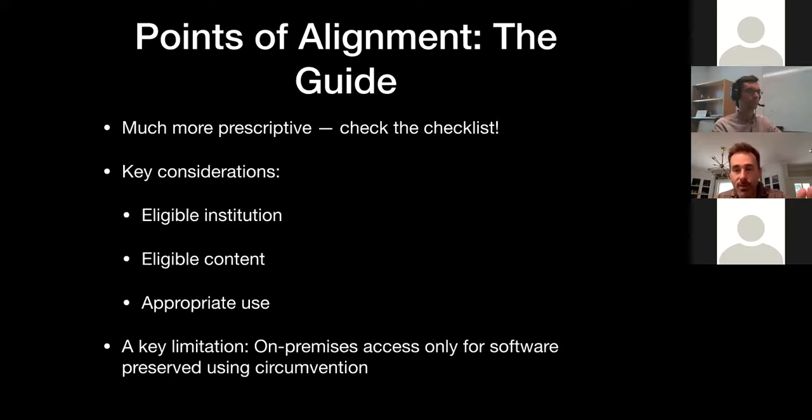And so it's very important to pay attention to the details of the Preservationist Guide. For example, a key limitation in the rule, the DMCA rule, is that if you've circumvented a digital protection measure on software, that particular title can't be made accessible off premises of the institution that holds it.